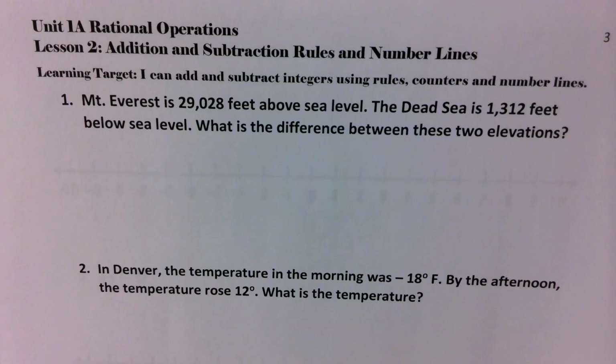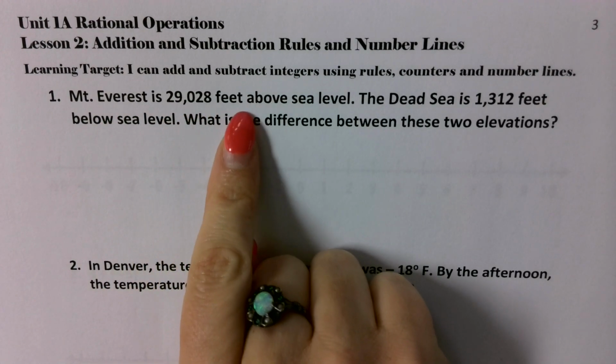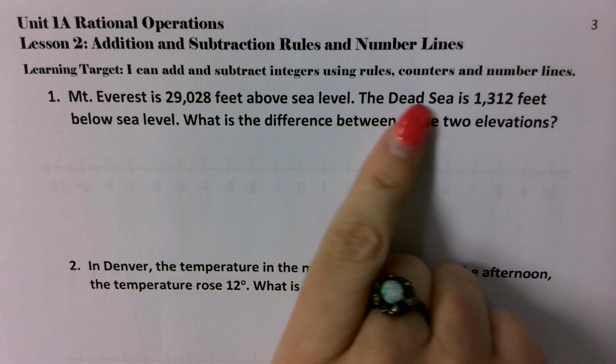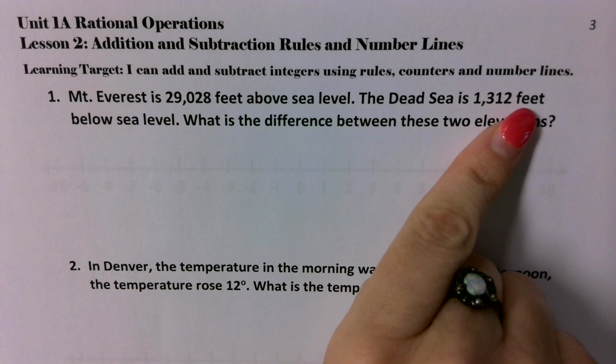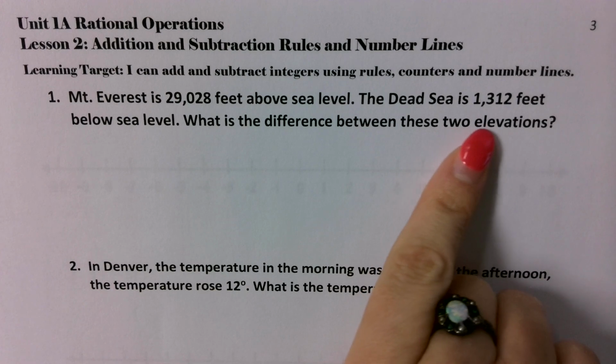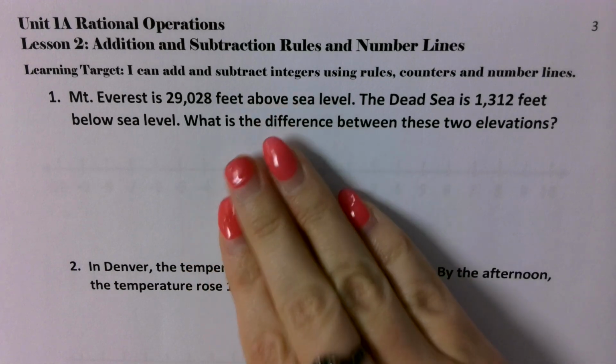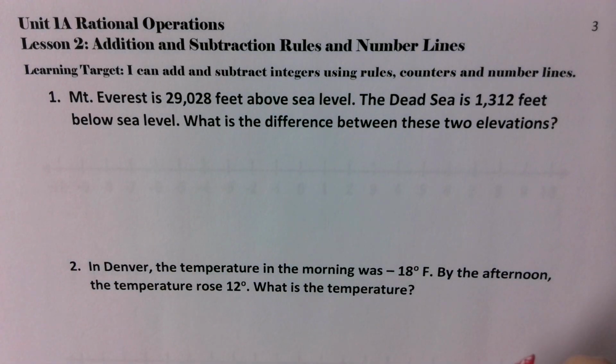So for here, problem number 1, we have Mount Everest is 29,028 feet above sea level. The Dead Sea is 1,312 feet below sea level. And what is the difference between these 2 elevations? So there are 3 key words in here that are going to tell us a lot of information.